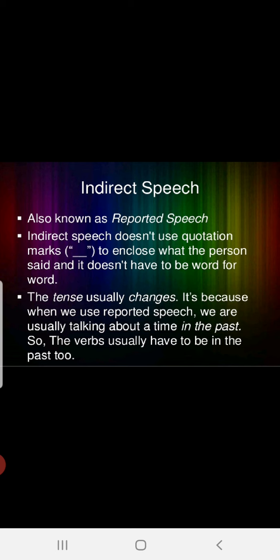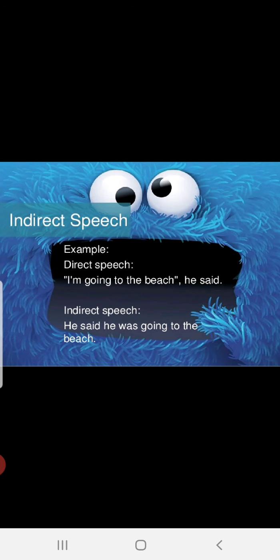Once again I'll explain indirect speech. Example: "I am going to the beach," he said. He said he was going to the beach. What did he say? I am going to the beach. He said he was. See, I changed to he. "I am going" was in present tense. Now in indirect speech it is "he was going to the beach."